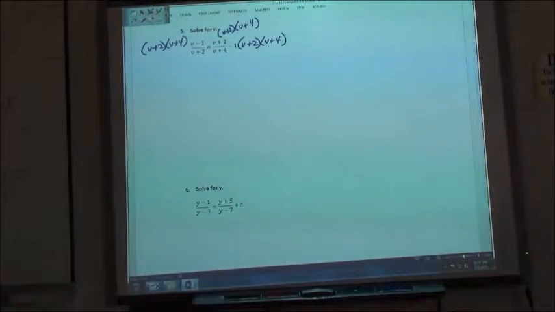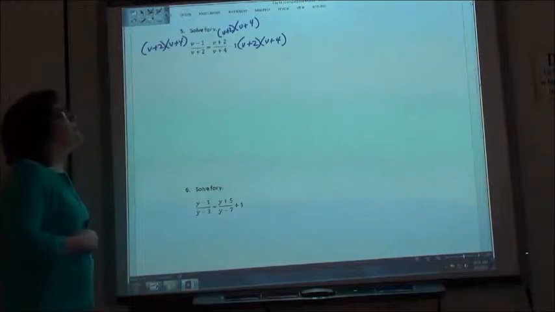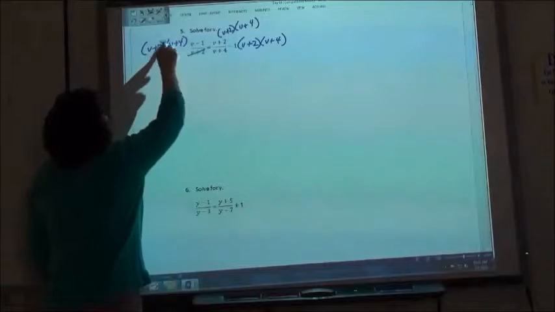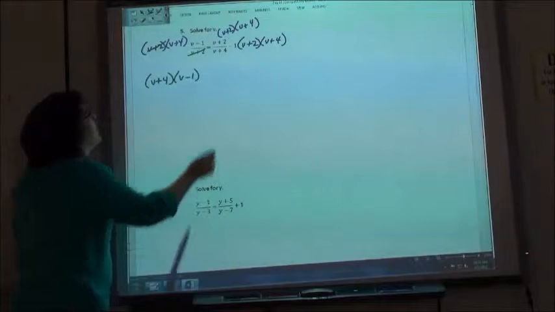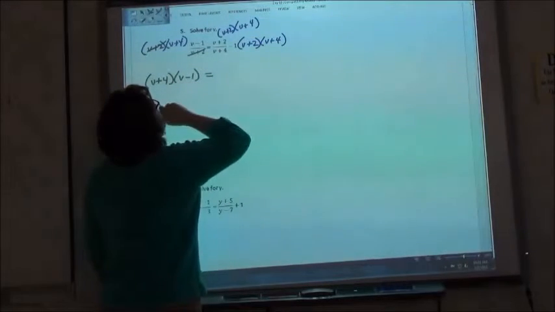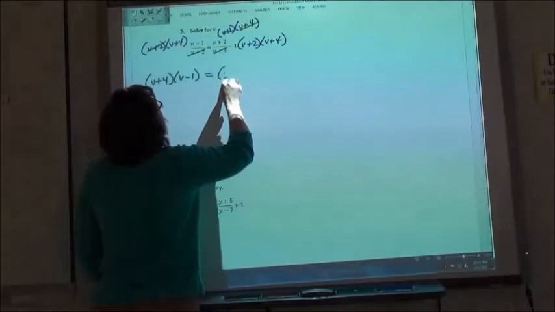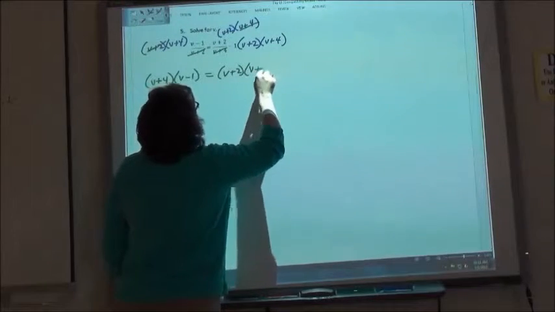So on the first one, what's going to happen? You're just going to have v plus 4 and v minus 1, right? Equals. On the next one, the v plus 4 and the v plus 4 cancel out. So you're going to have equals v plus 2 and v plus 2.